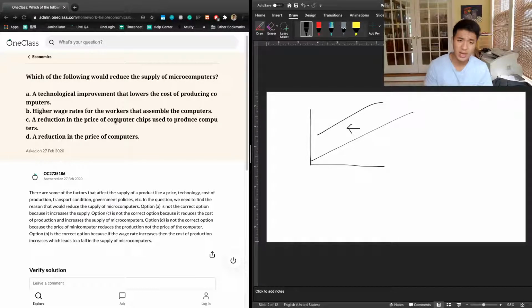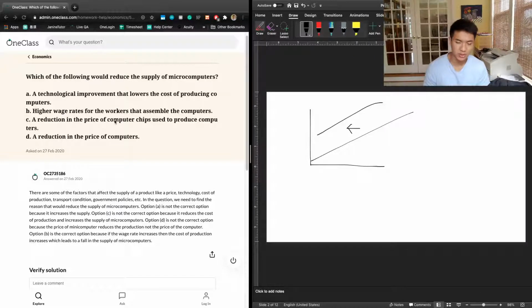C says a reduction in the price of computer chips used to produce computers. And so again, this is an input of production, right? If computer chips are necessary to produce computers and there's a reduction in their price, then it becomes cheaper for a producer to just produce these computers. And so we would expect a rightward shift, not a leftward shift in the supply curve here. So it's not going to be C.